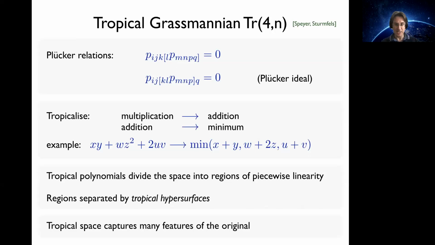And this seems like a brutal operation, and in some sense it really is, but nevertheless, what's interesting is that this tropical space actually captures many features of the original space that we started with. In particular, it captures lots of interesting combinatorial boundary structure, which is what we really want to study when we're thinking about singularities of scattering amplitudes. And so that's why tropical geometry is an interesting subject in its own right as a part of algebraic geometry.